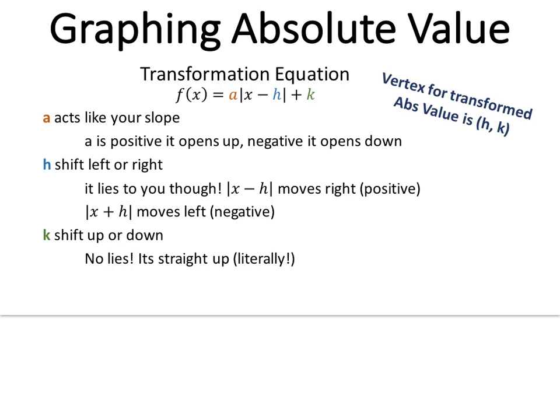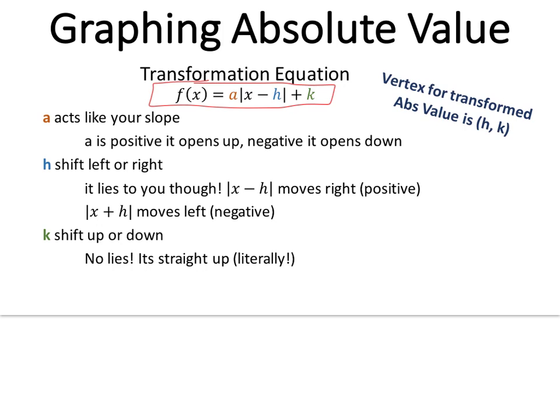These are the quick notes for graphing absolute value. This is what the transformation equation looks like. So we're just going to take that parent function I showed you, and we're just going to change it according to A, H, and K. So A acts like your slope. Like I said in the first one, it kind of has a slope like a line does. If A is positive, it opens up. If A is negative, it opens down. So that's the same as if on a line, it's increasing when it's positive, decreasing when it's negative. And then the actual A value tells you how far apart each point is, rise over run.